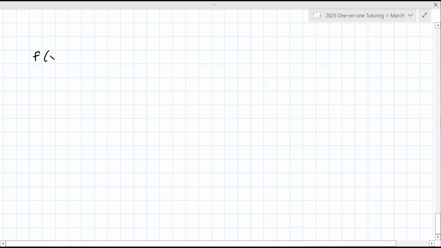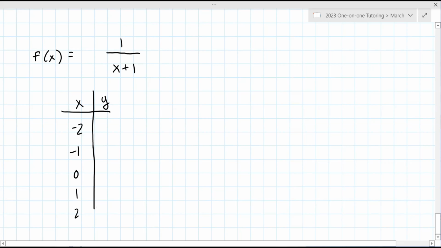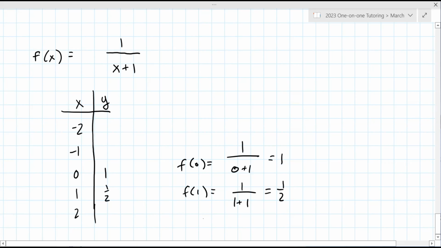Let's say f of x equals 1 over x plus 1 now. So if we make a table, again, x, y, -2, -1, 0, 1, and 2, and we put those values in for x, f of 0 would be 1 over 0 plus 1, which ends up being 1. F of 1 is 1 over 1 plus 1, 1/2. F of 2 is 1 over 2 plus 1, which is 1/3.